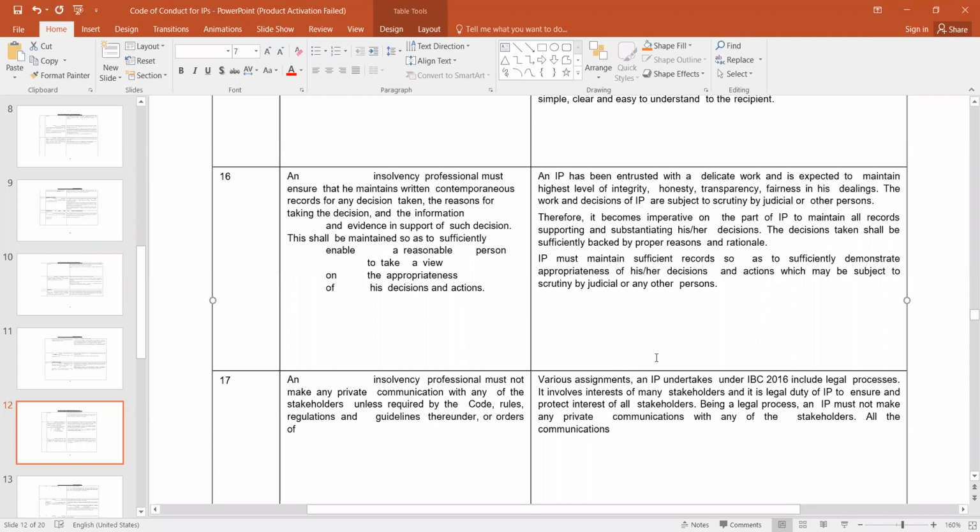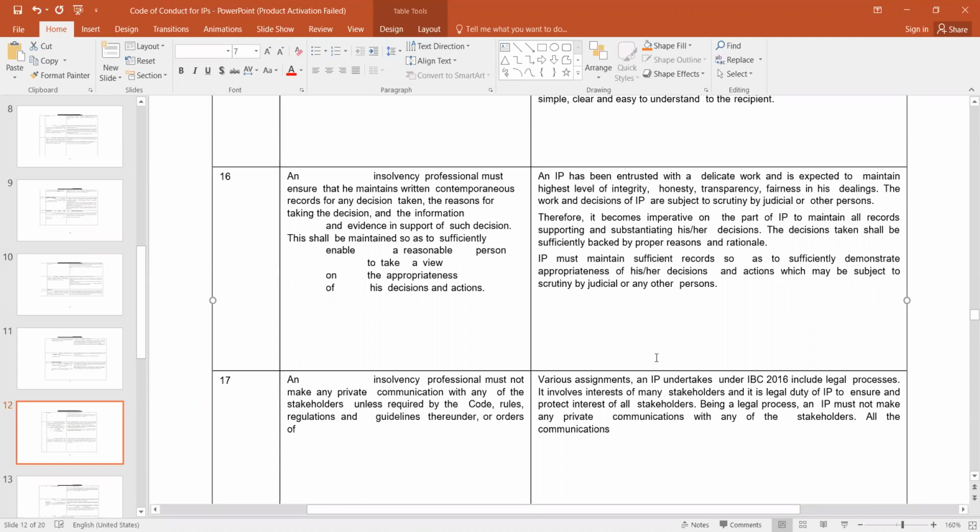So whatever decision you have taken and what was the basis of taking that decision, all that information, the papers should speak for themselves. That is the idea basically. So you have to ensure that you maintain written contemporaneous records, because sometimes certain verbal things are there, but you have to put them on record.